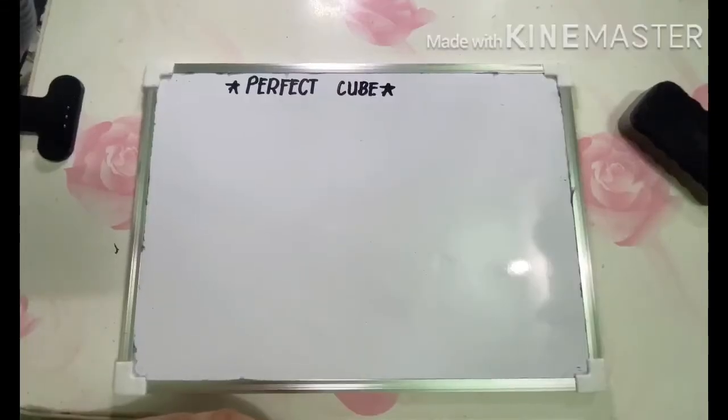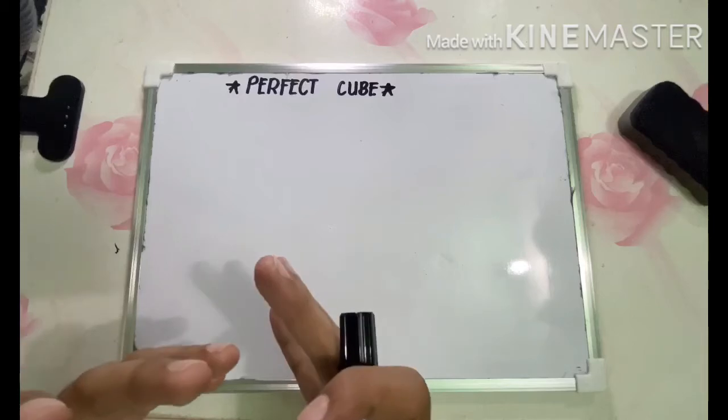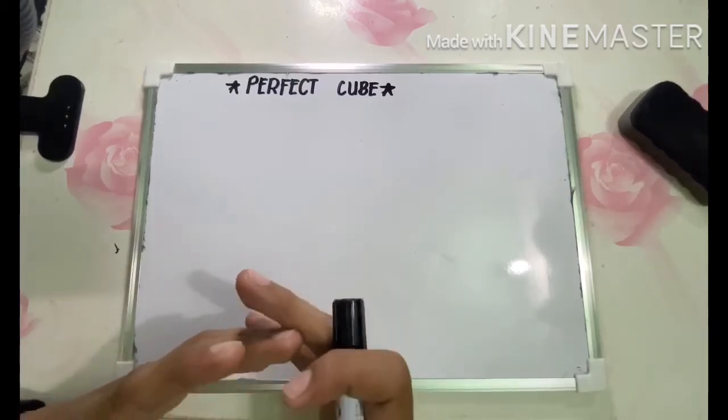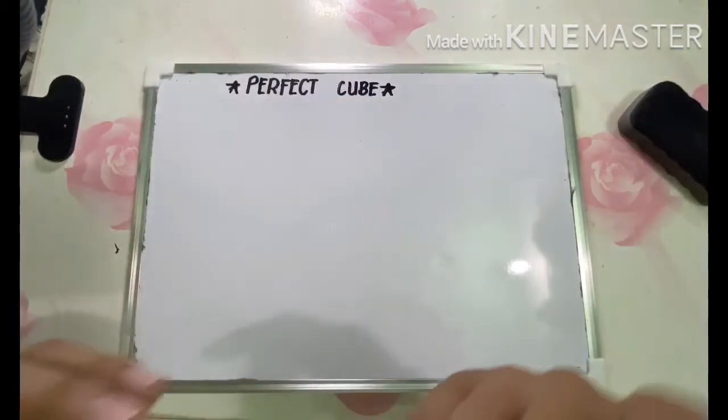Okay, we have perfect cube. So when can we say that a number or term is a perfect cube? So before that, let's discuss again a perfect square. And what is the difference between the two?